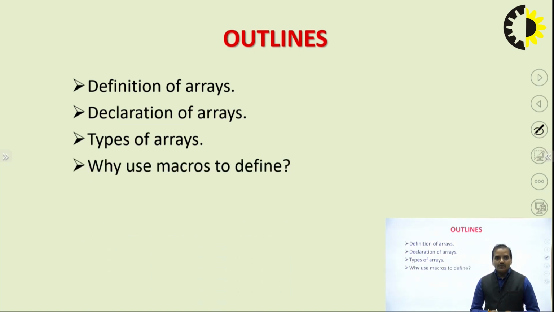Why do we use macro to define? This topic is concerned with the programming part. Macro means how a variable is defined before the main function. By using this concept, we define a macro, and by the use of the macro, we speed up the execution of the program.